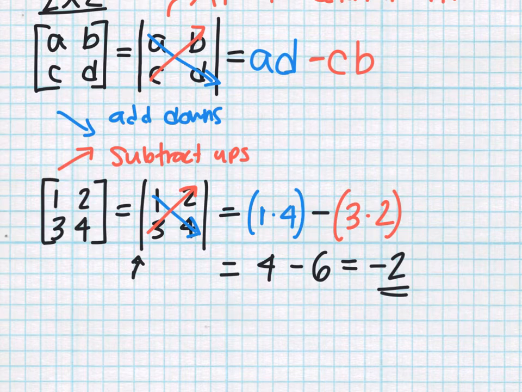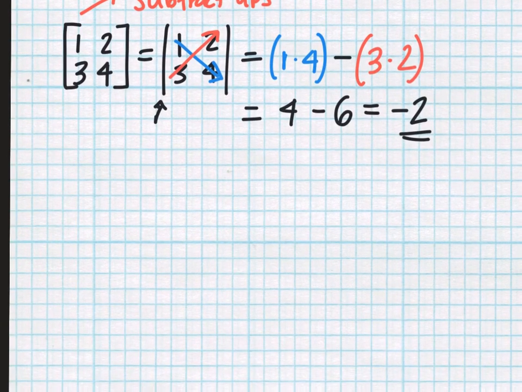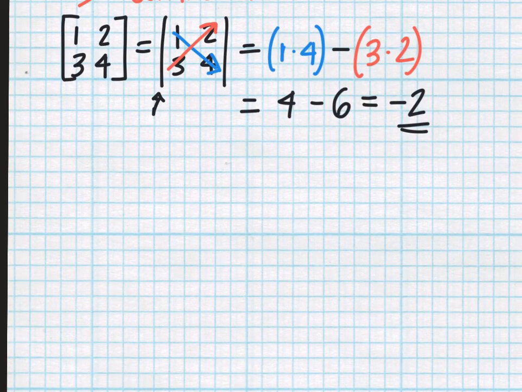Okay, I'm going to move the screen around and do one more 2x2 example, and then we'll get into some 3x3s and learn a new method for that. So I'm going to say find the determinant of this matrix 1, negative 4, 0, 3.